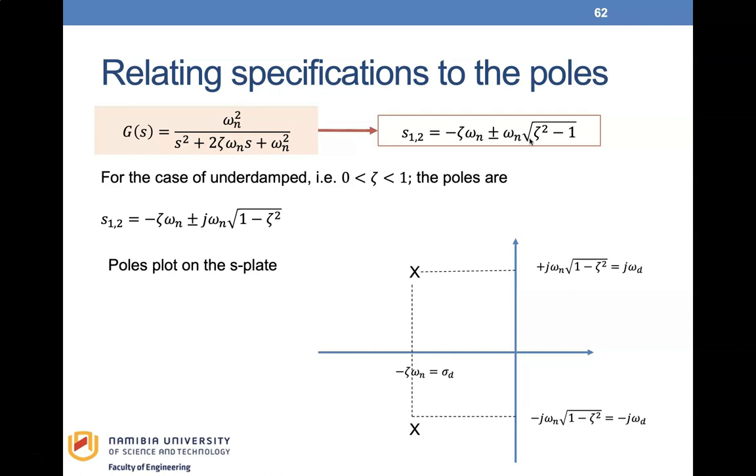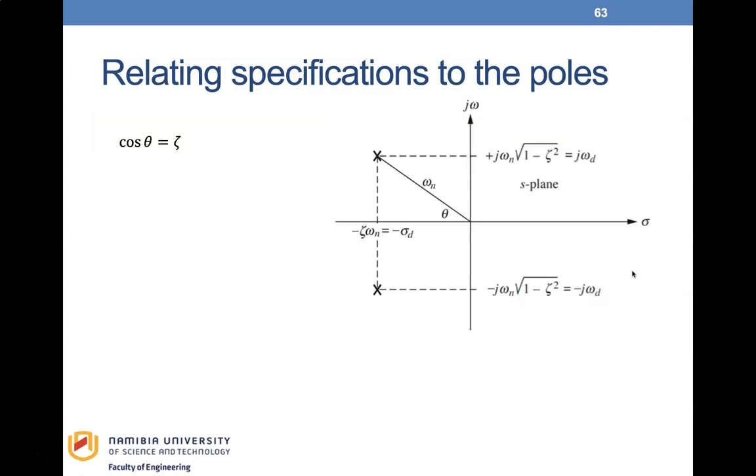We now plot these poles on the s-plane, where omega subscript d is referred to as the damped frequency of oscillation, and zeta omega subscript n is the magnitude of the real part and is called the exponential damping frequency. Using the Pythagorean theorem, we can see that the radial distance from the origin to the pole is the natural frequency omega subscript n, and cos theta is the damping coefficient zeta.